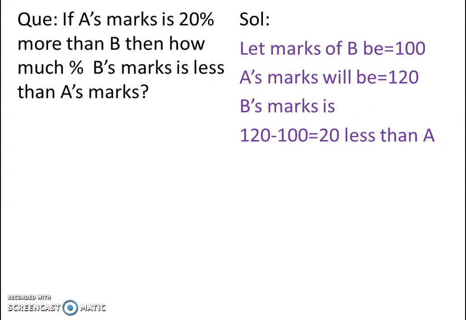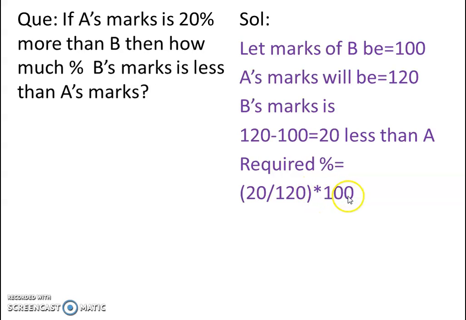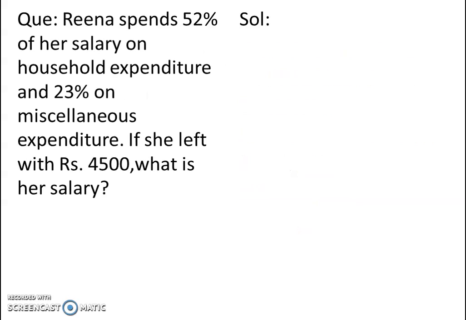Right. So to calculate percent, we will divide this 20 by marks of A's, 20 divided by 120, and then we will multiply it by 100 because we need to calculate percent. So when we calculate this, answer will be 100 upon 6, and that is equal to 16.67%. So in this way we can calculate this type of question.